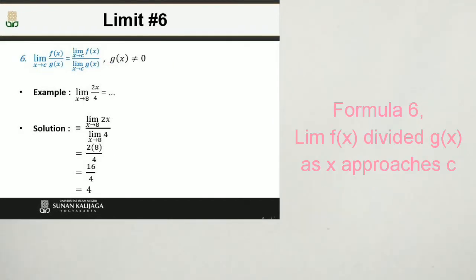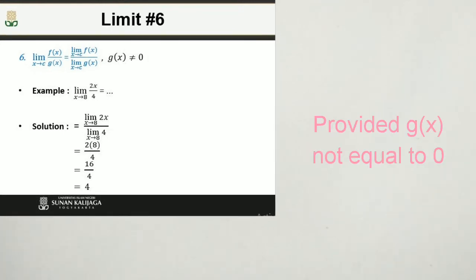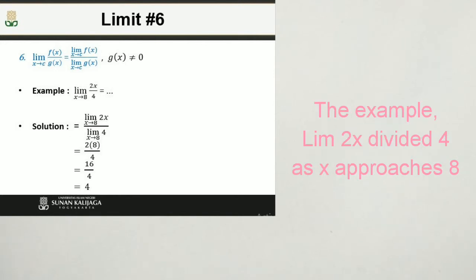Formula 6. Limit of f(x) divided by g(x) as x approaches c is limit of f(x) as x approaches c divided by limit g(x) as x approaches c. Provided g(x) is not equal to 0. The example, limit 2x divided by 4 as x approaches 8.